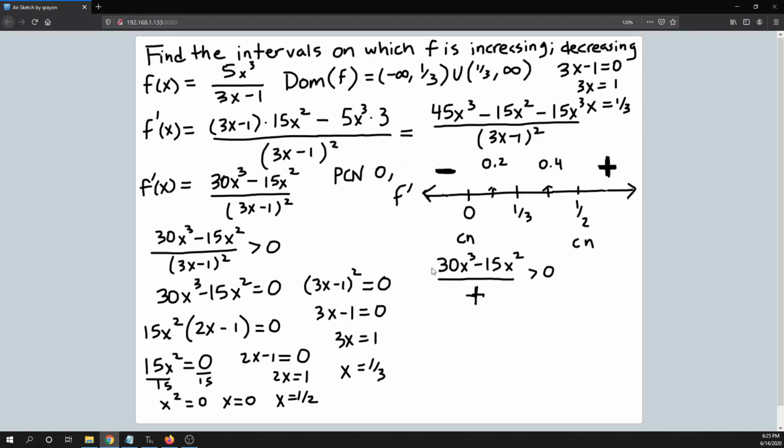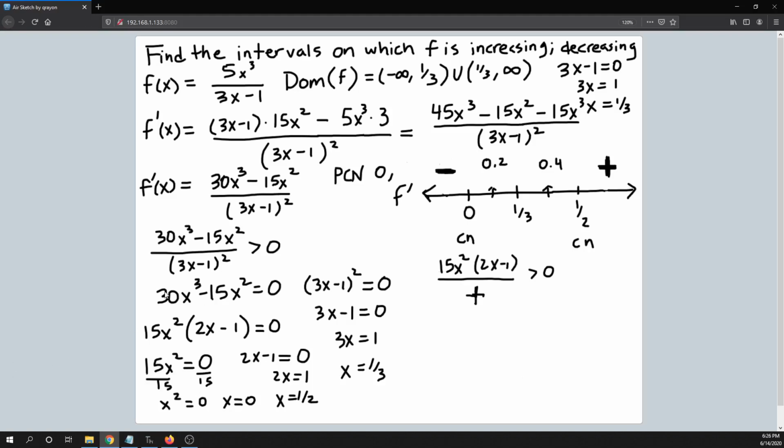And for 0.2 and 0.4, it's hard to do that exactly in my head. So what I'm going to do is plug it into this top part right here. You can see that this top part, 30x cubed minus 15x squared, exactly factors to 15x squared times 2x minus 1. So instead of using 30x cubed minus 15x squared on the top, I am going to use 15x squared times 2x minus 1.